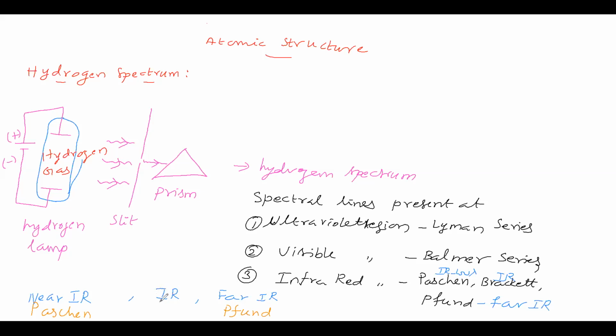This wavelength comes in between near and far. This is the lower wavelength side, this is the higher wavelength side, and it is in between these two. The spectral lines here were studied by Brackett, therefore it is called the Brackett series. So the Brackett series means spectral lines present in the IR region at a moderate wavelength. This wavelength is greater than this and smaller than this.